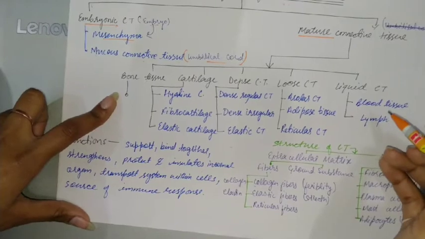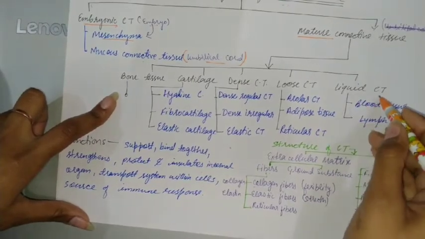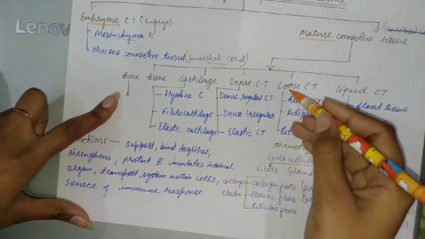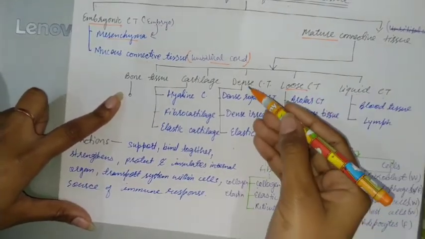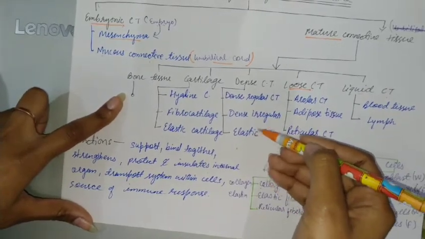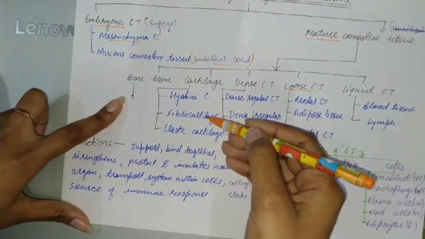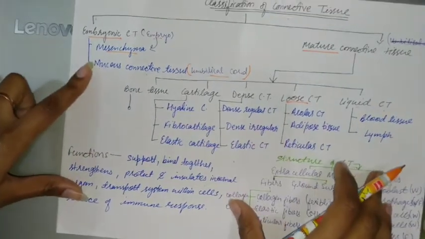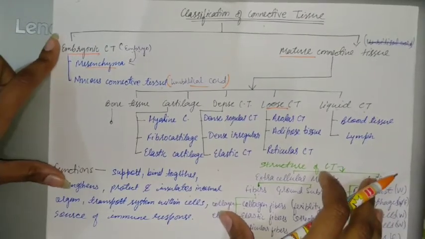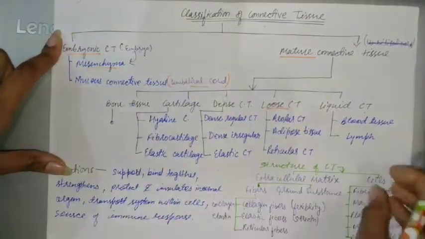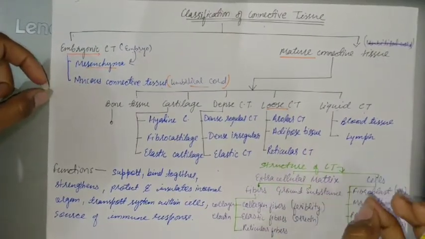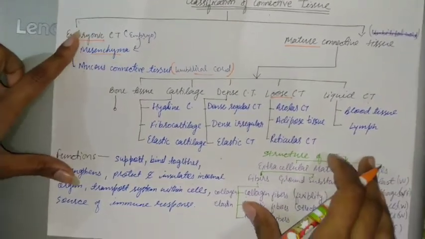Blood tissue and lymph are also subdivisions of liquid connective tissue. Areolar connective tissue, adipose, and reticular are subdivisions of loose connective tissue. Dense irregular and elastic connective tissue; cartilage: hyaline, fibrocartilage, and elastic cartilage. If you are asked about cartilage, or about connective tissue, you have to write its whole classification, and further write its heading, its function, and its location.